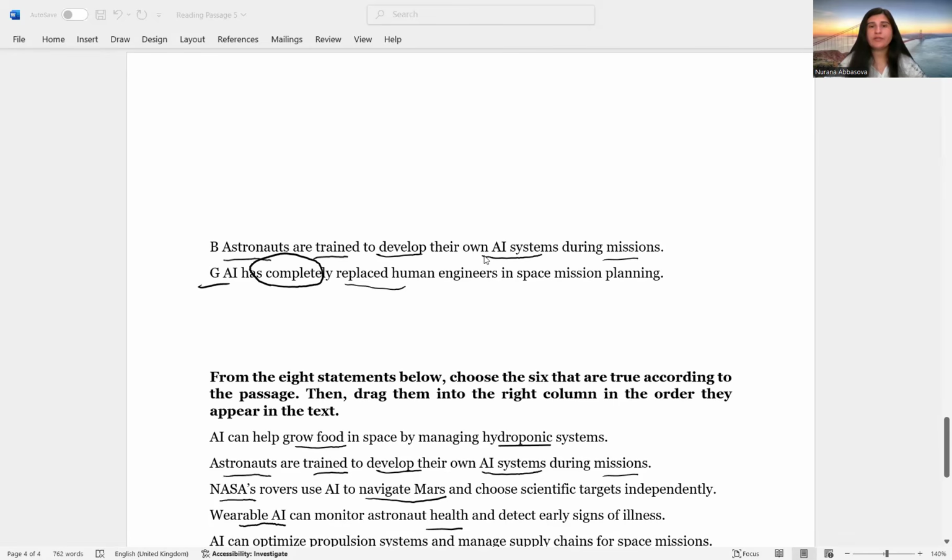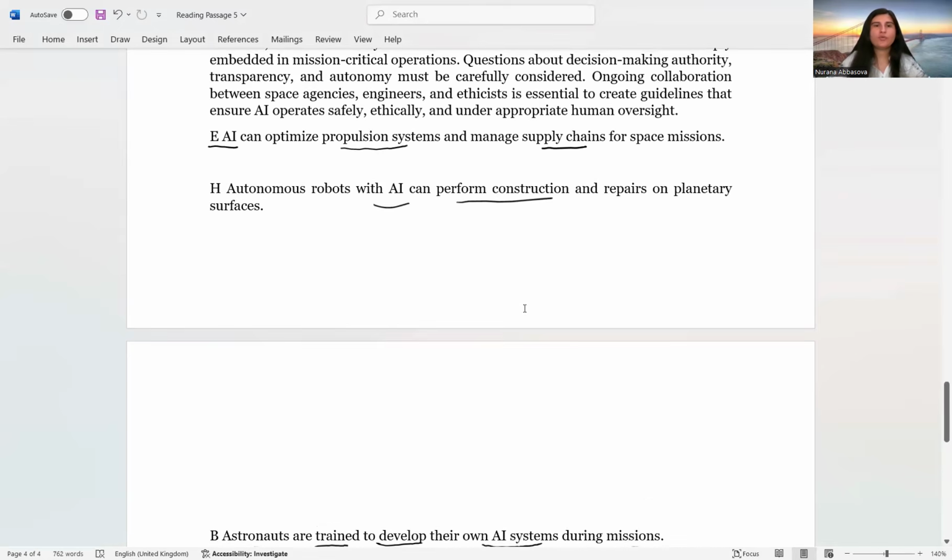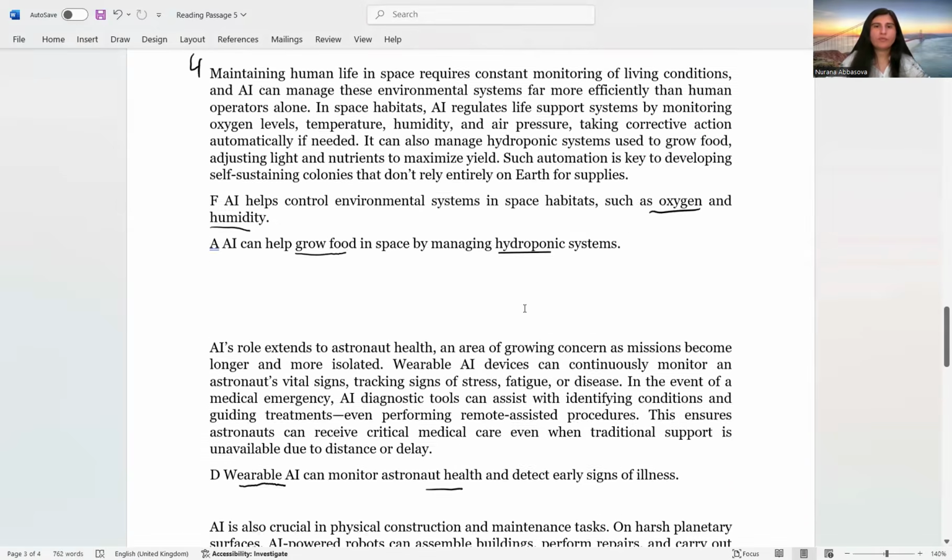Astronauts are trained to develop their own AI systems during missions. We didn't read anything about them developing their own AI systems, no. Who develops, we don't know. In the text, they don't talk about it. AI has completely replaced human engineers in space mission planning. We didn't read anything like this either. So, what we read, we put here.